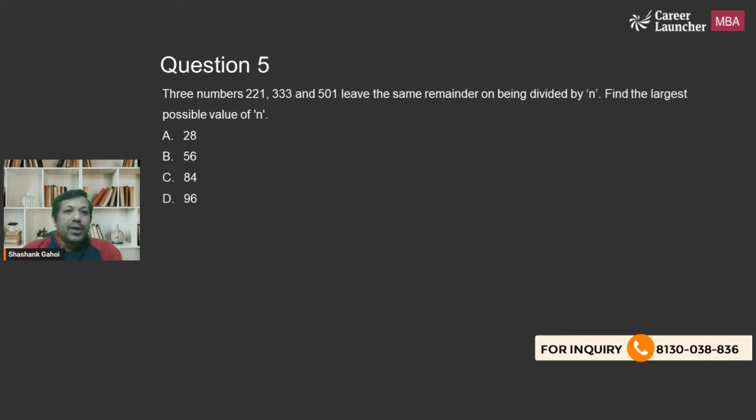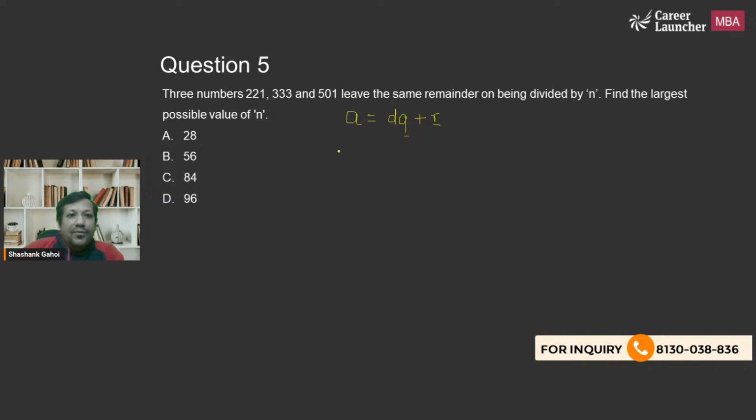Three numbers 221, 333, 501 leave the same remainder on being divided by n. So what is the standard equation of remainder? The standard equation of a remainder is A = dq + r, where A is the dividend, the number which you are dividing, d is the divisor by which you are dividing, q is the quotient, the value we get, and r is the remainder.